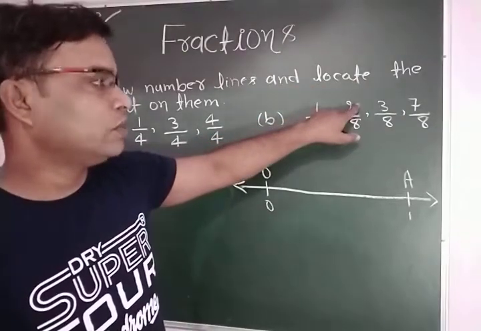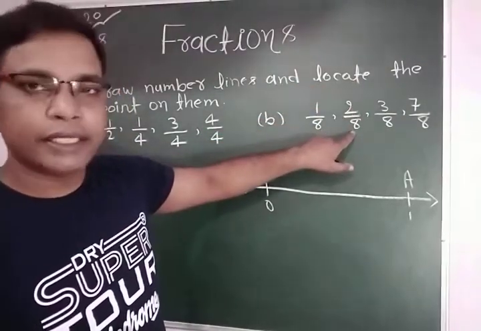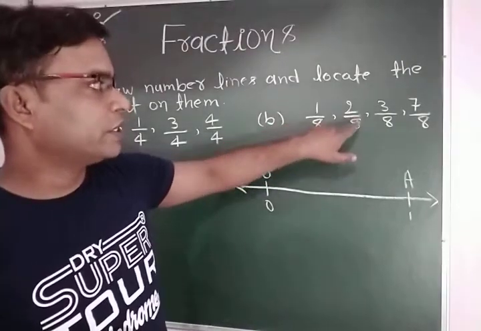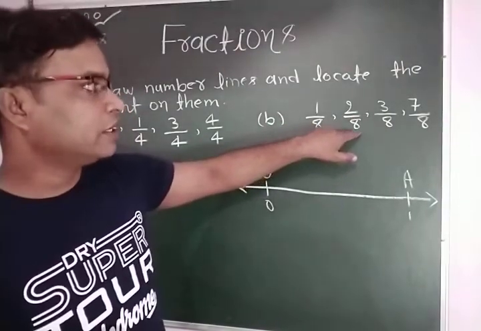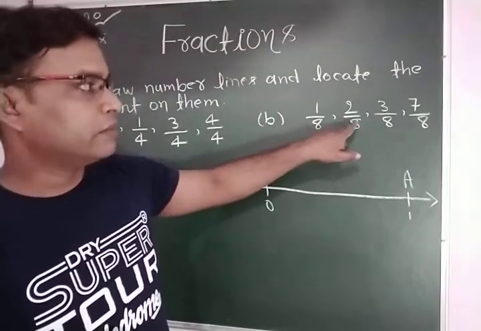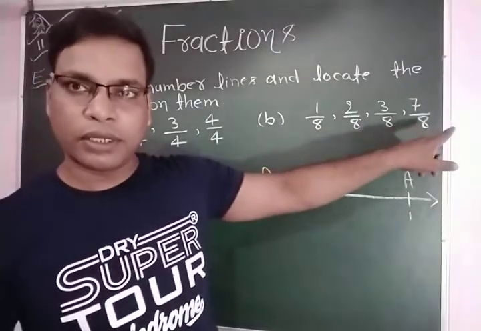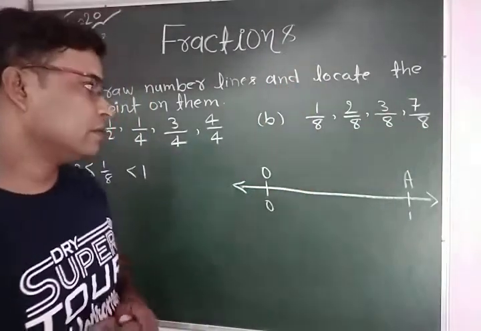Here you can see 2 is numerator, 8 is denominator. So 2 is less than 8. It means that this is proper fraction. Similarly, you can say all of them are proper fractions.